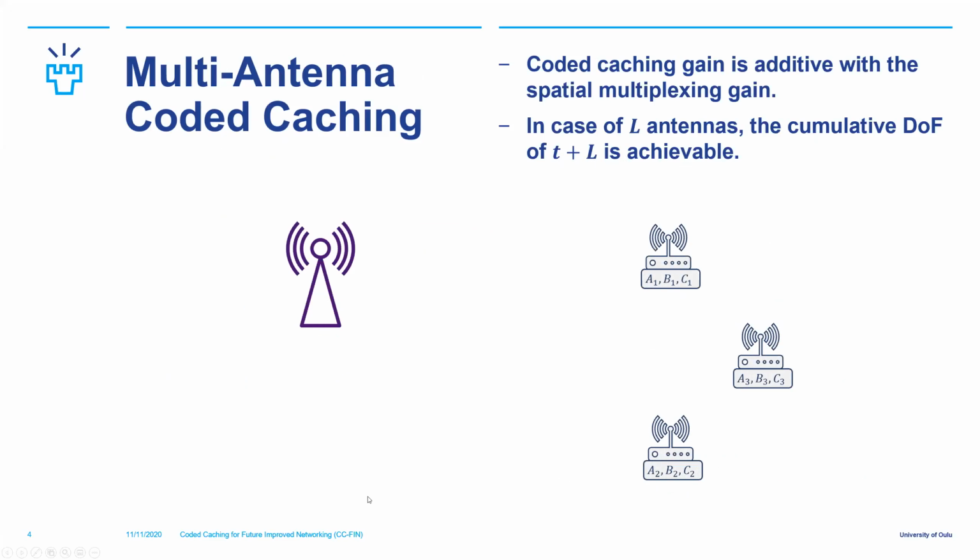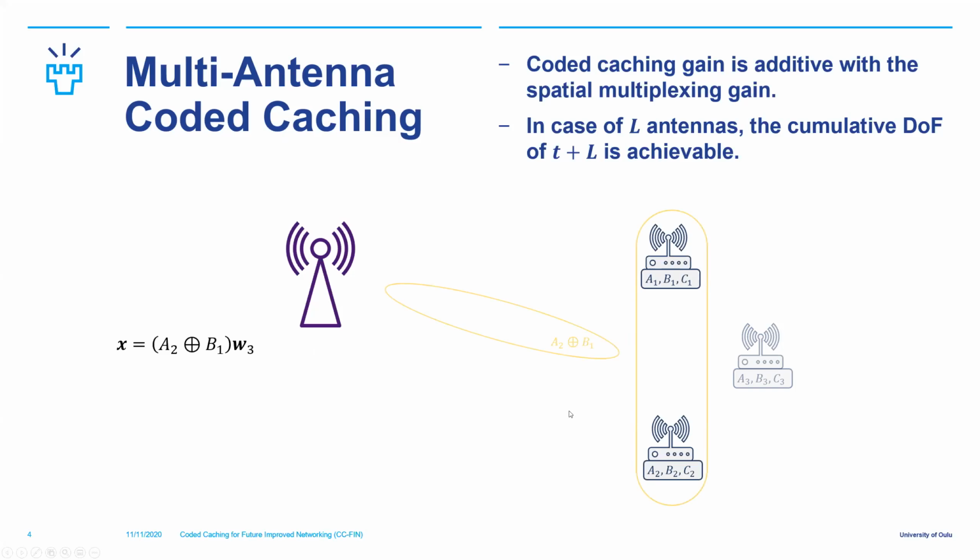To see how this works, again, we consider a simple example: 3 users, 3 files A, B, C. The server has 2 antennas, and we split each file into 3 equal sized parts, and this is the cache placement. User 1 requests file A, user 2 requests file B, and user 3 requests file C. These are just random. This can be any combination, like 2 of them can request file A and another one file B. This works in any request pattern.